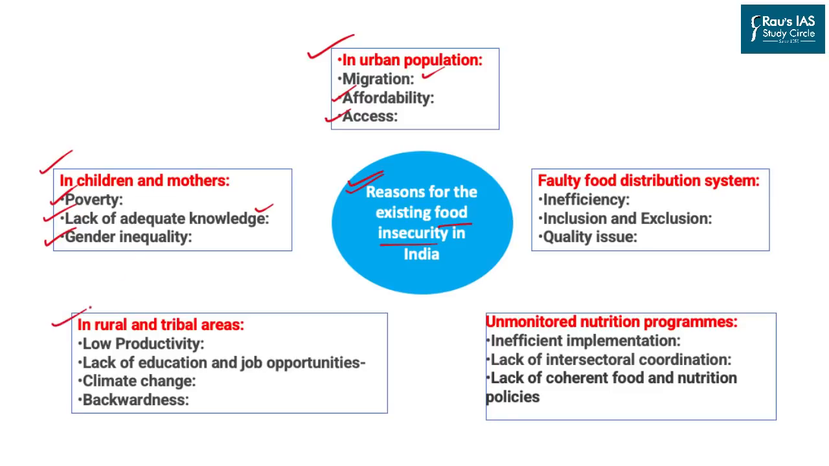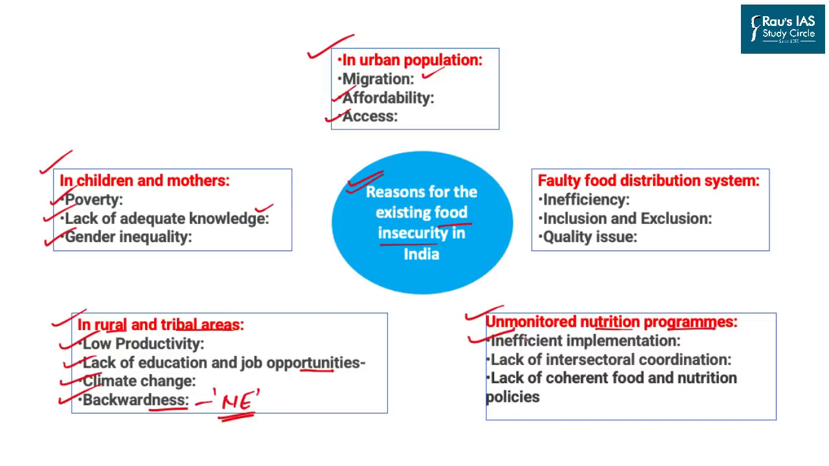We have issues also in rural and tribal areas. It includes low productivity, because of which there is low production altogether. The major issue lies in the western states of India, including Gujarat and Rajasthan. We have lack of education and job opportunities. No jobs means no money, and no money means poverty, which ultimately leads to food insecurity. We have the issue of climate change, already discussed, and lastly, we have the issue of backwardness. Here, I would suggest you take the cases of northeastern India, where lack of accessibility has not provided enough food security to the people. Then we have the issue of unmonitored nutrition programs.